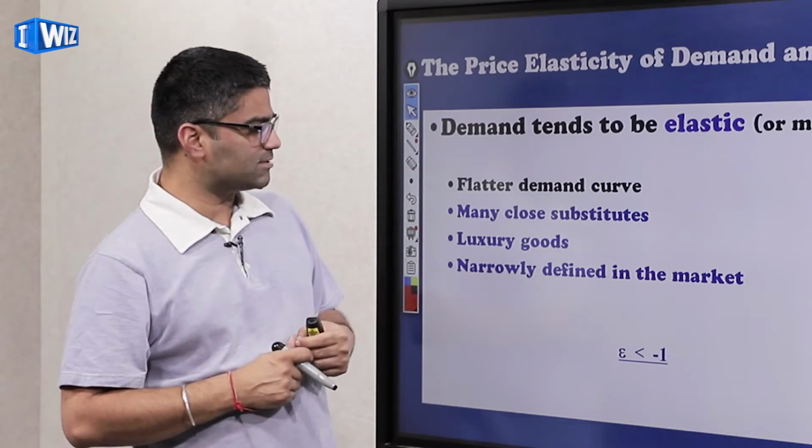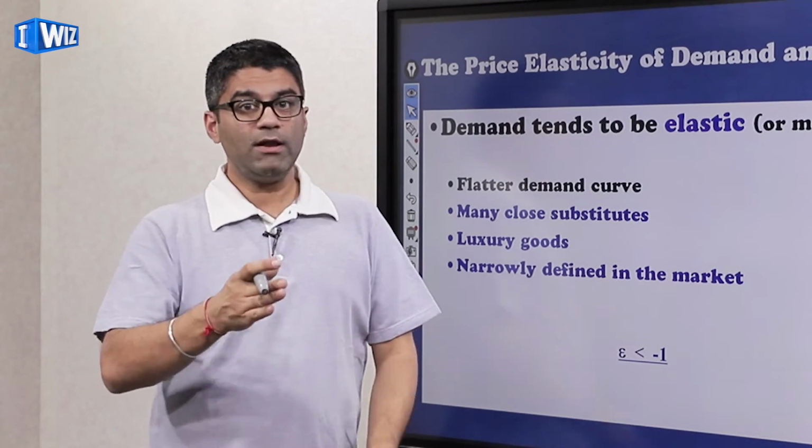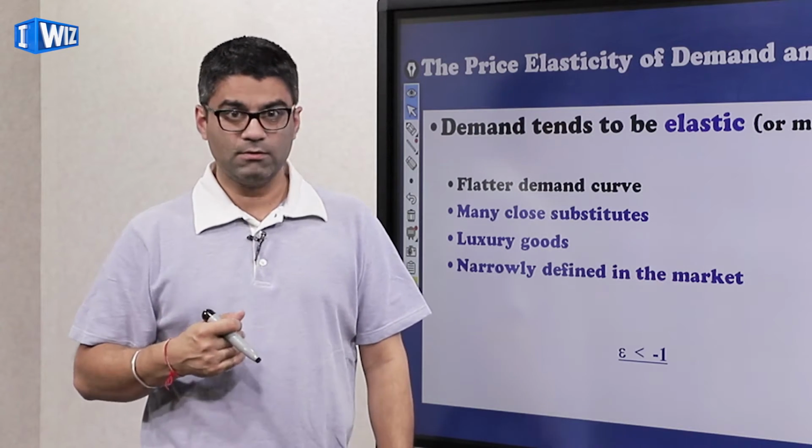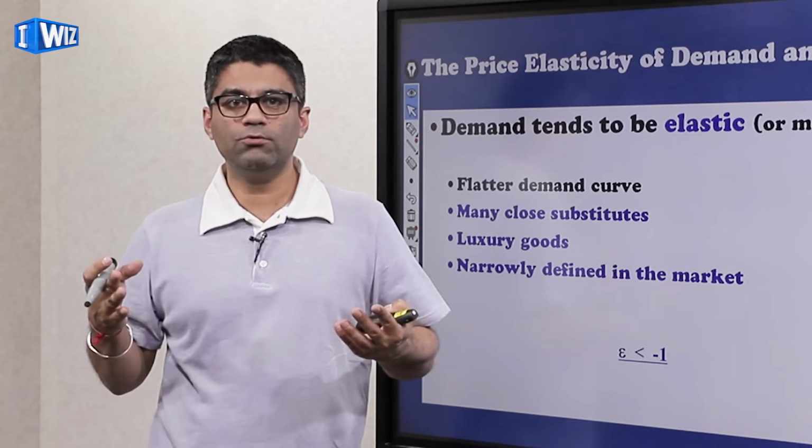Between food and pizza, if you're looking at pizza and the price of pizza goes up, then you will buy a lot less of pizza versus if the price of food in general goes up, because you're not going to eat clothes, right?